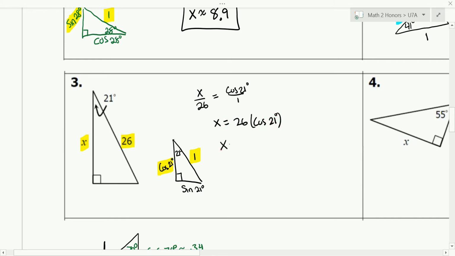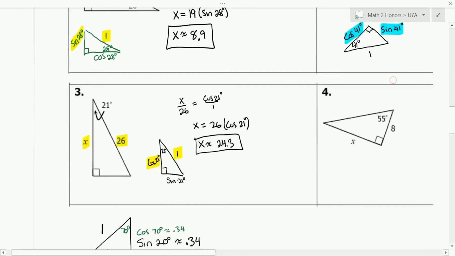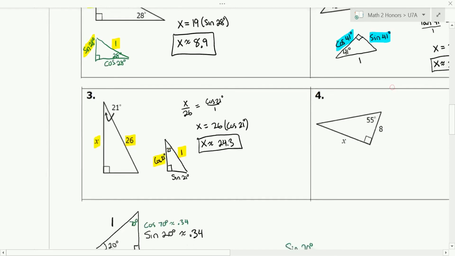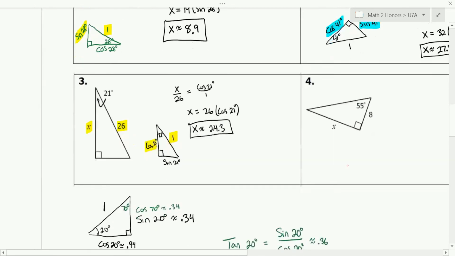And did anybody get that? What does it come out to be? 24.3. Okay, let's turn the page.